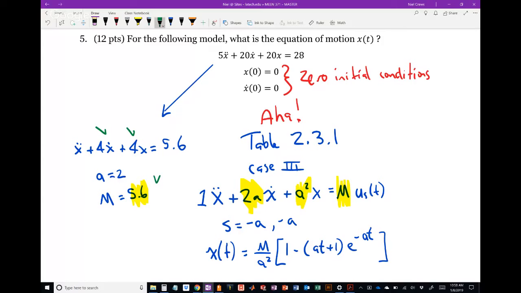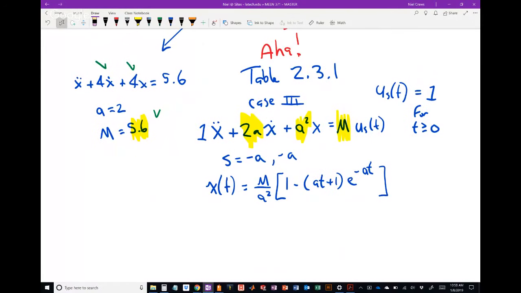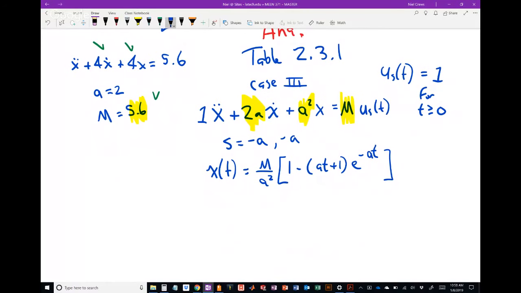And we know that this u of t, this unit step function, is 1 for t greater than or equal to 0. And so we are in that realm where t is always going to be greater than 0 because it's a function of time. So we are going to meet that form. So we'll go and do that using our a and m and all of that stuff.